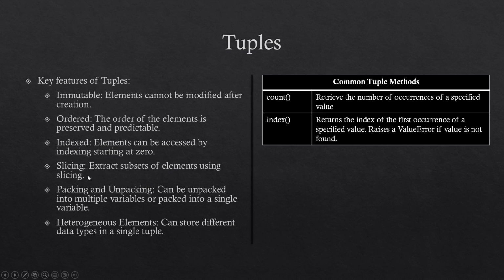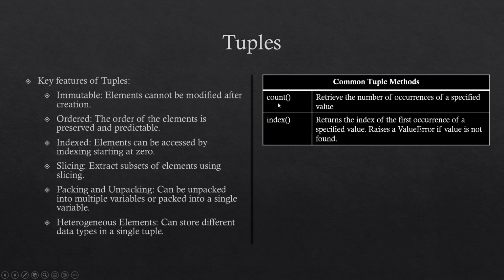They support slicing, so you can get subsets of the elements. They support packing and unpacking. Packing is where you put a number of elements into a single variable, and unpacking is where you put the elements of a tuple into multiple variables. And they support heterogeneous elements, meaning that each tuple can store different data types.